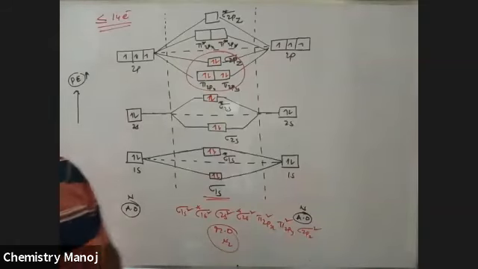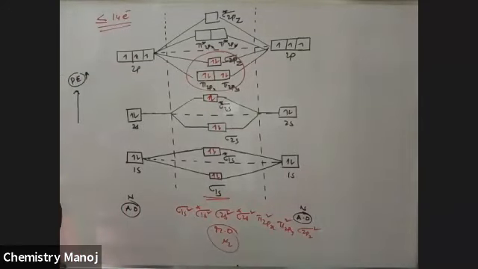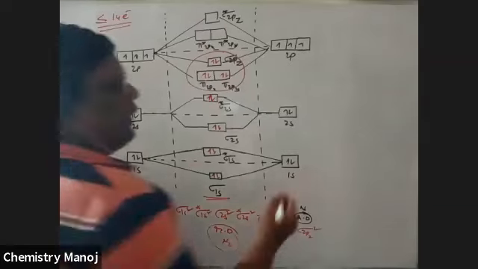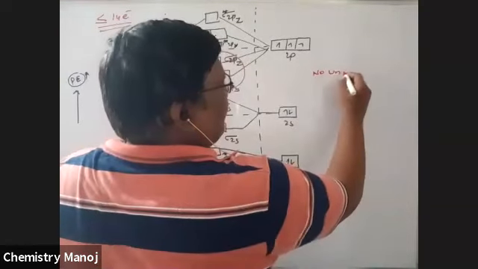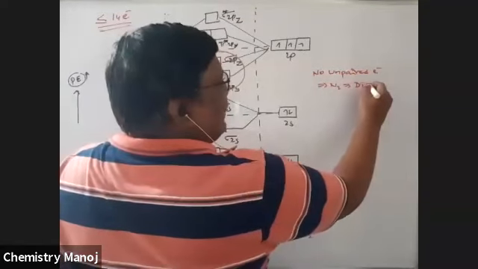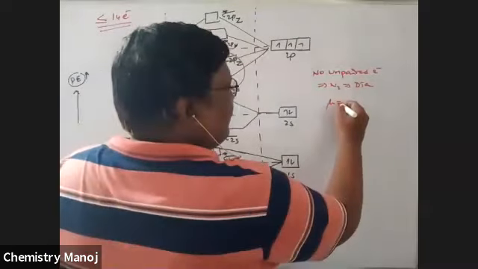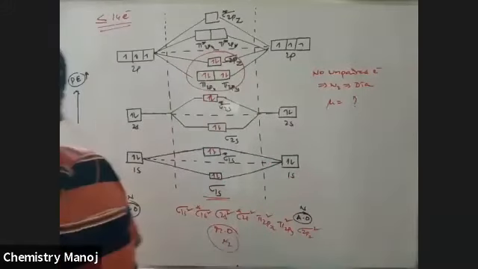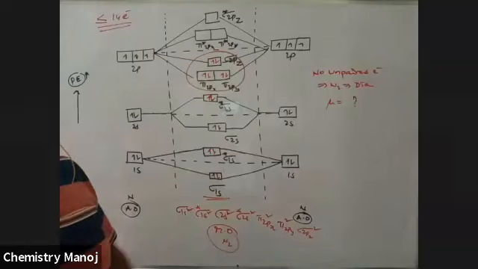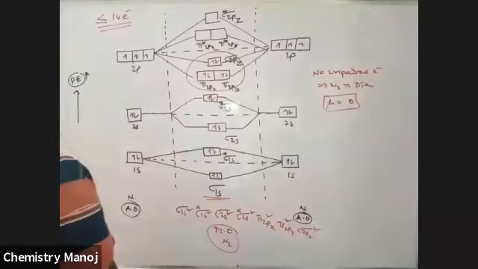Now tell me, is this paramagnetic or diamagnetic? A molecule is paramagnetic when it has unpaired electrons. Is there any unpaired electron? No. Therefore N2 is diamagnetic. Exactly correct, boys. So how much is the mu value? Mu is equal to the square root of n into n plus 2. The n value is 0, therefore mu is equal to 0. No magnetic moment.